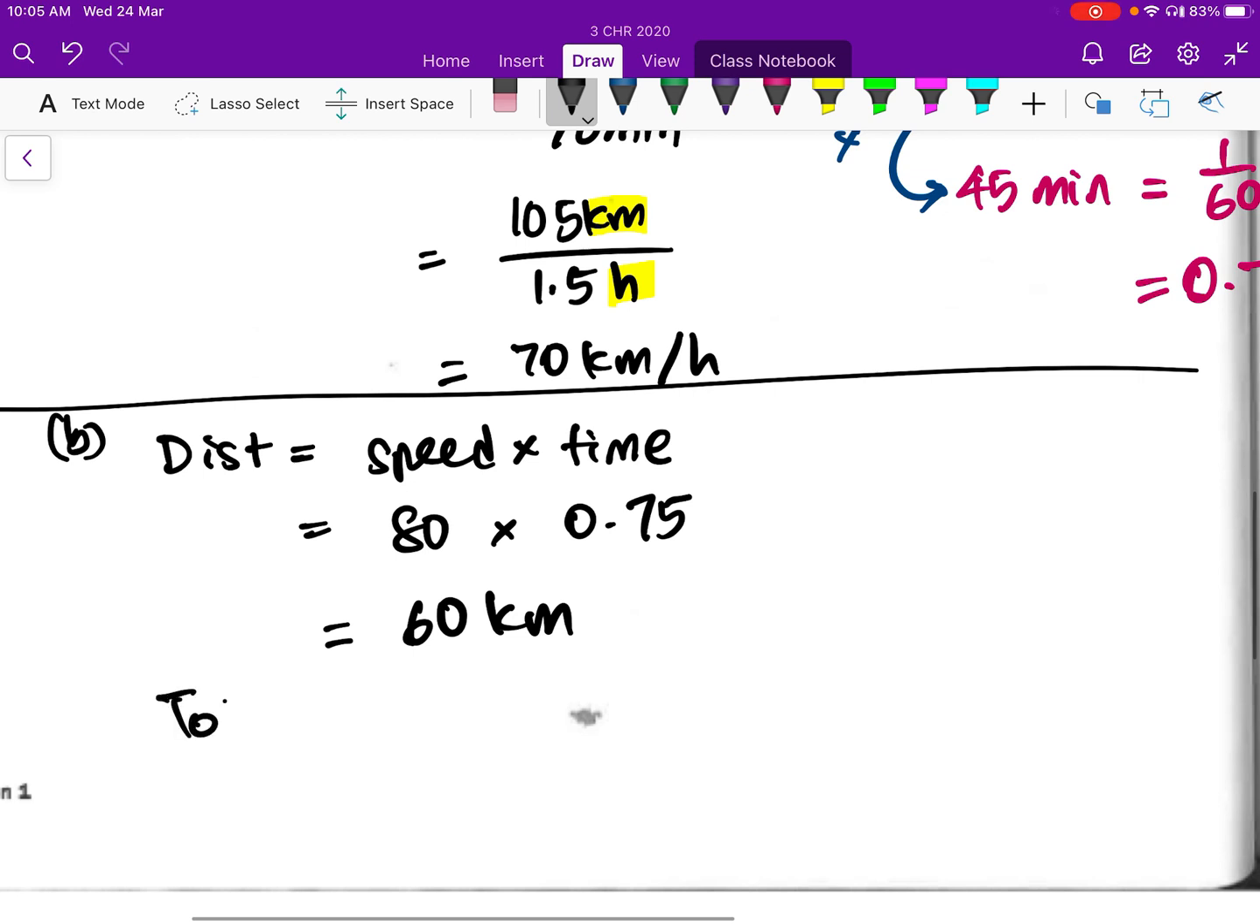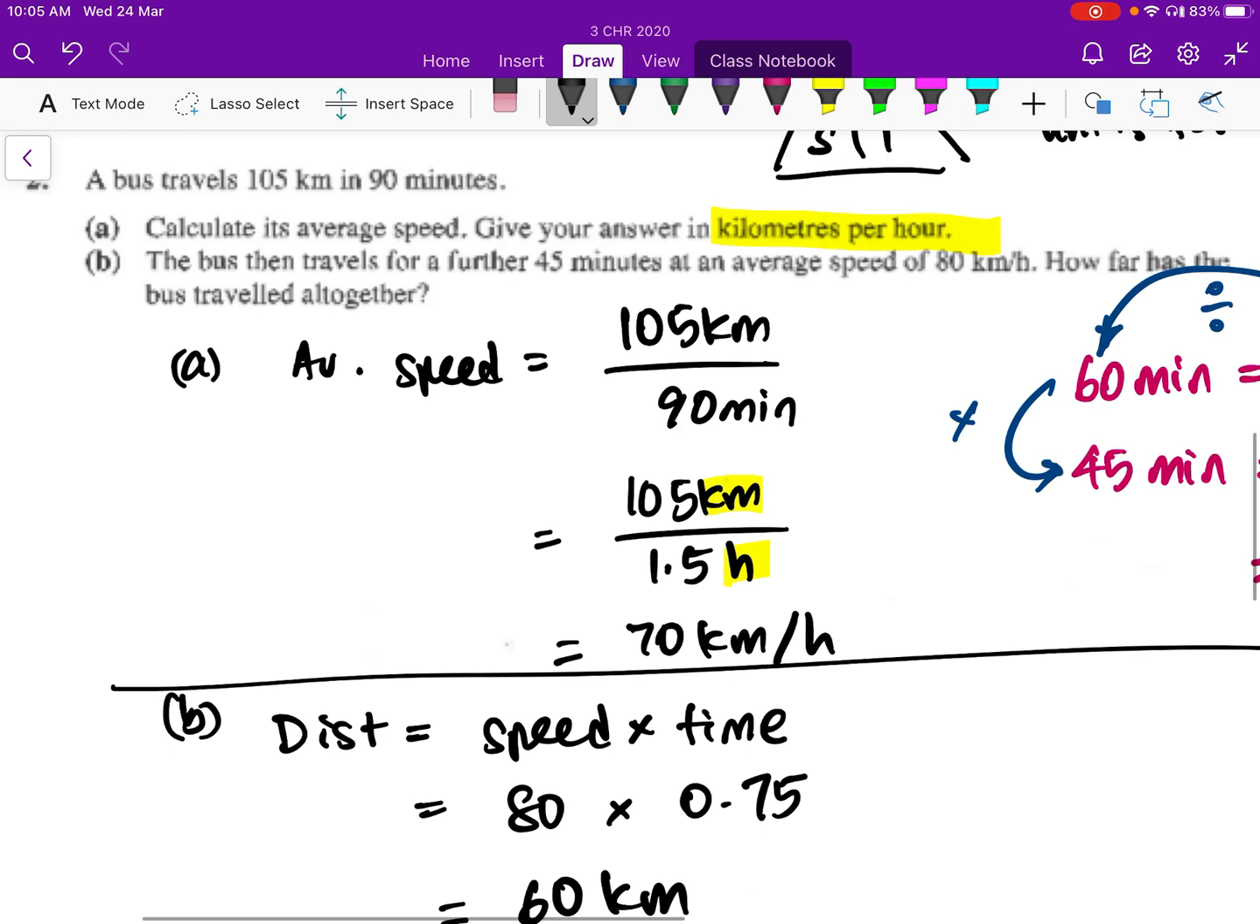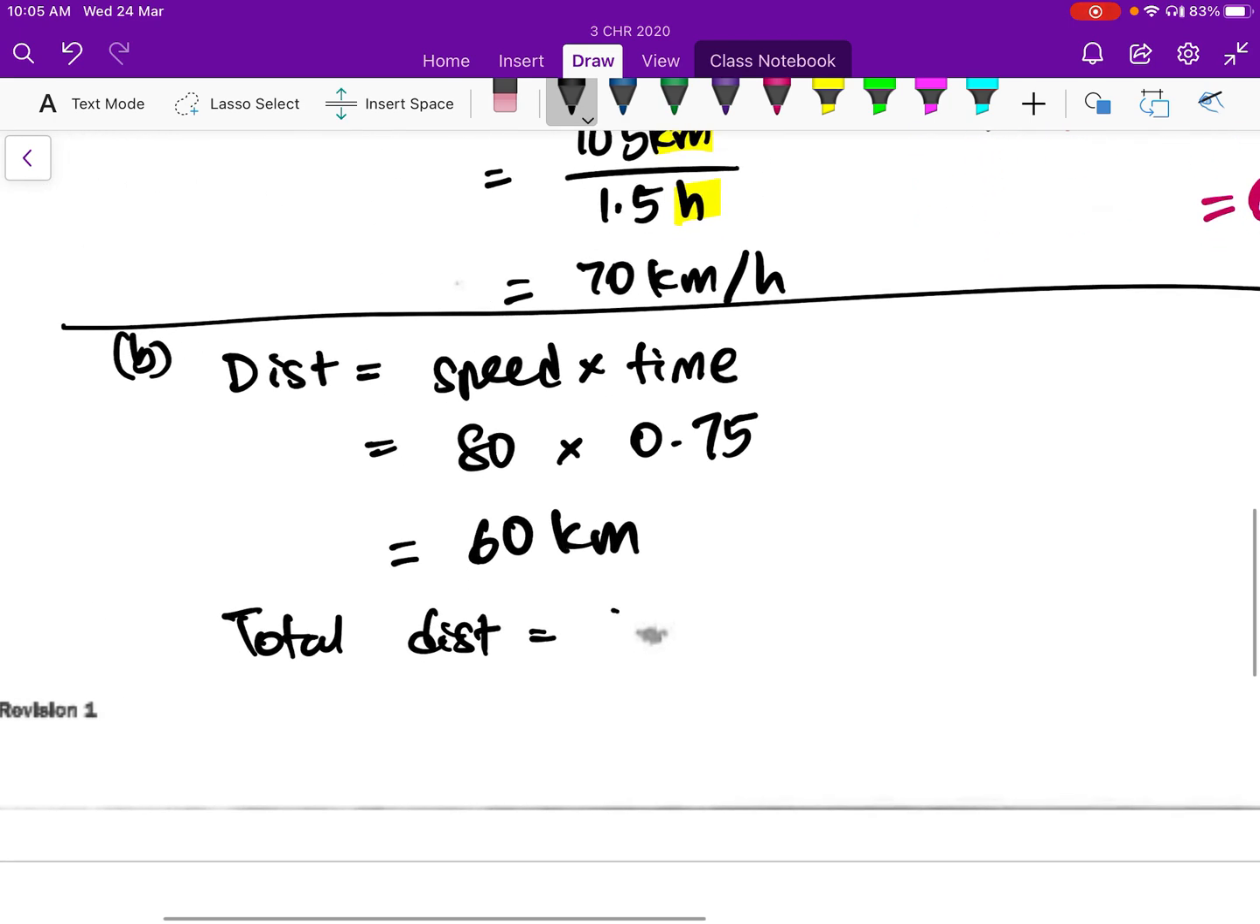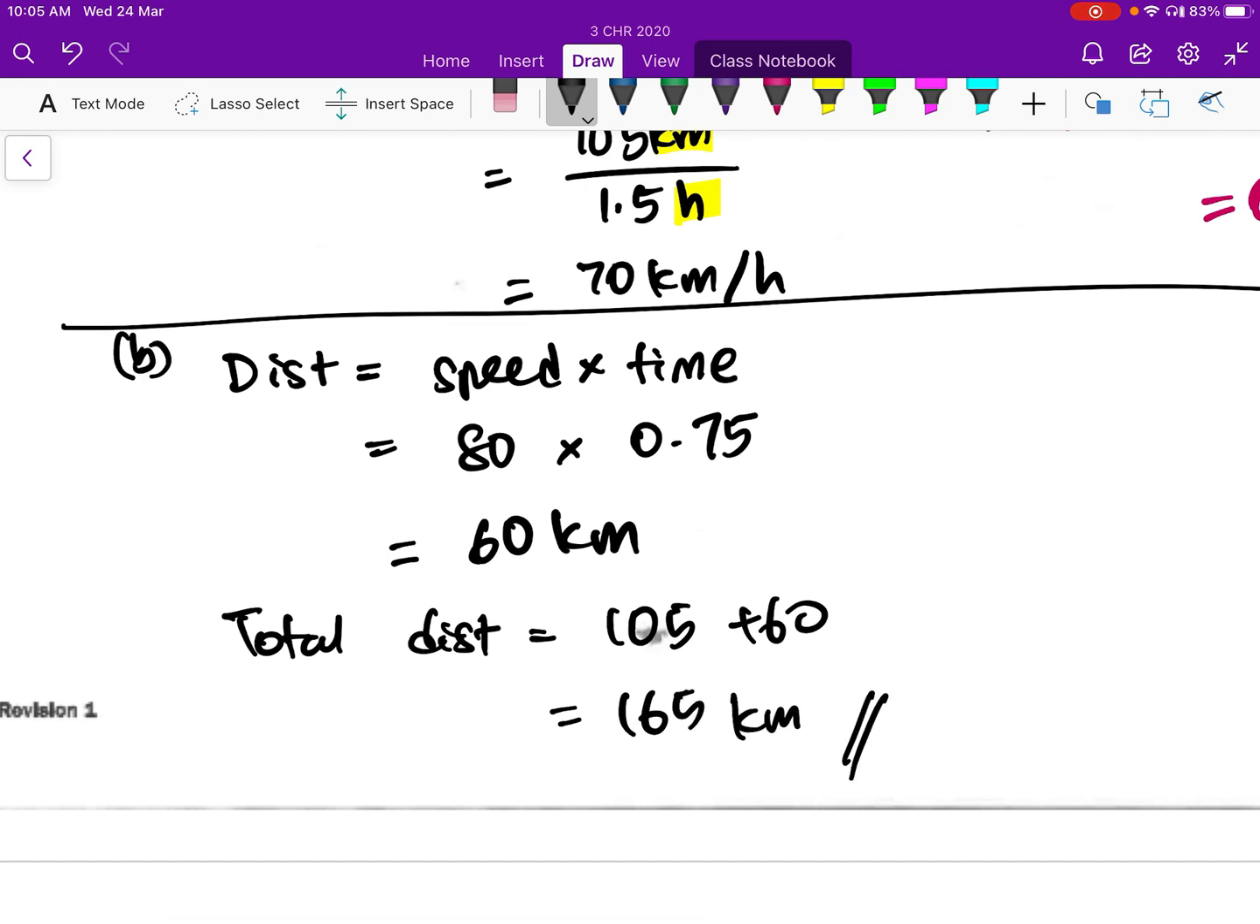So total distance: 105 kilometers at the start plus 60. So you get 165 kilometers. Okay, so for distance, the unit will just be kilometers over here.